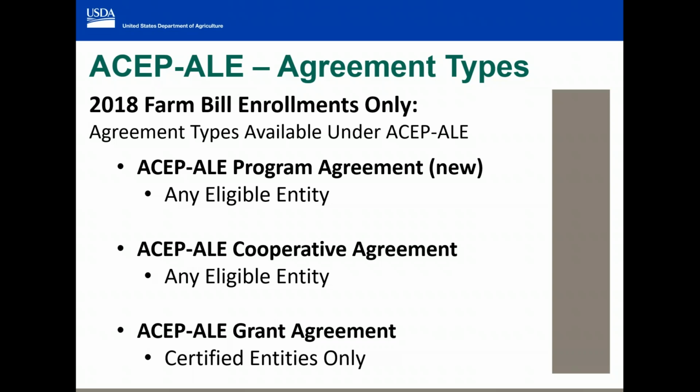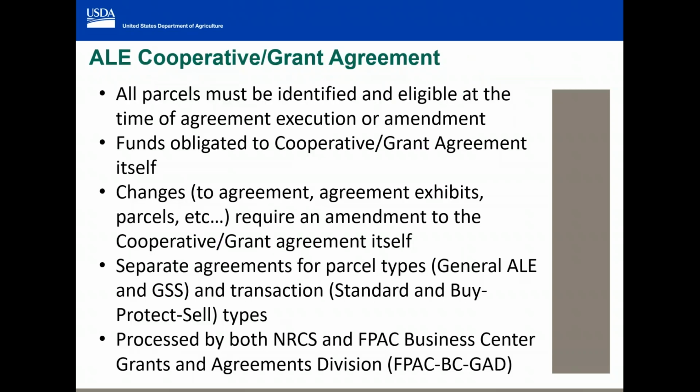So there's this program agreement option, which is available to any type of eligible entity, certified or not. There is the ALE cooperative agreement option. This is the traditional cooperative agreement, again, available to any eligible entity type. And then there's the ALE grant agreement available to those entities that have requested and received certification under ALE. So just some quick details to compare and contrast the traditional cooperative grant agreement approach to what I'll share with you about the program agreements.